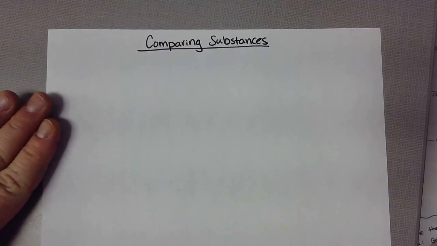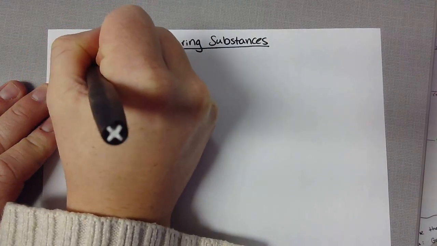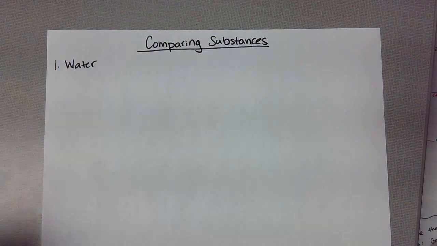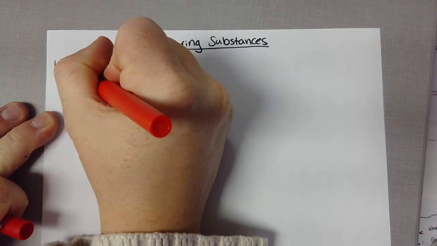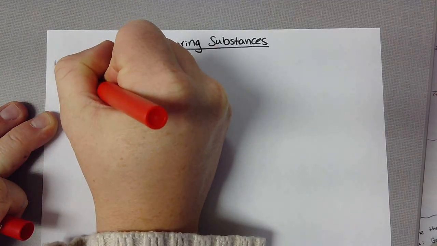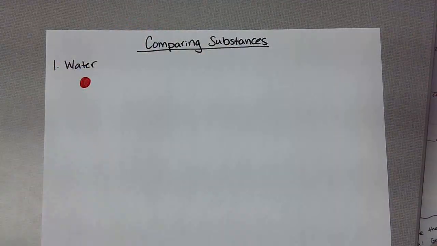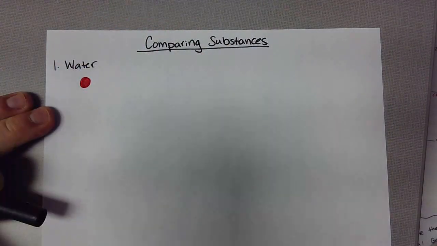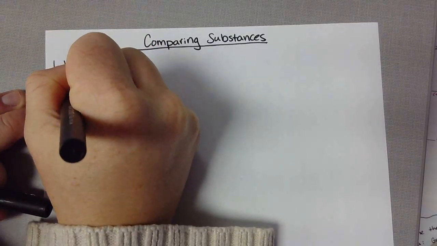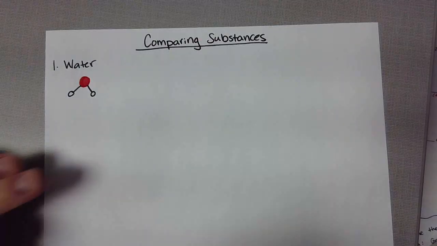And we're going to start with water because we all know it the best. So water, you see it everywhere on Earth. And we're actually going to start with the ball and stick structure for water. Red is going to represent oxygen. White is going to represent hydrogen. So this is our ball and stick model for water.